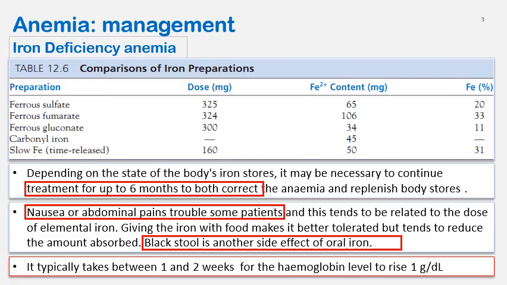How can we monitor the response to the iron? By measuring, always, in all types of anemia, the retic ratio. The retic ratio may increase during the treatment to more than 2%. It requires 1 to 2 weeks for hemoglobin to rise by 1 gram per deciliter. So if the patient's hemoglobin concentration is 8 gram per deciliter, it may require 2 weeks in the typical condition until the concentration reaches 9.